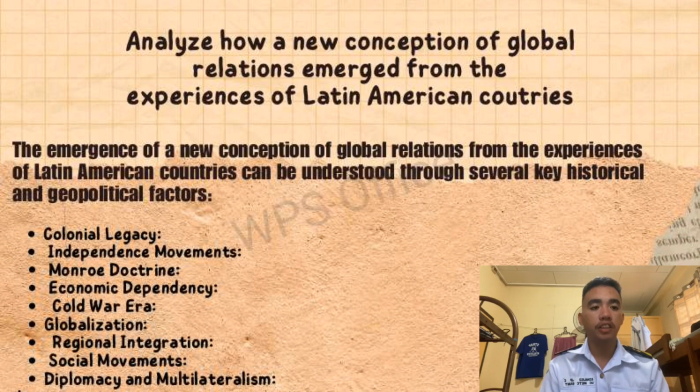In summary, Latin American experiences have contributed to the emergence of a new conception of global relations characterized by a quest for autonomy, economic diversification, regional integration, and a greater emphasis on diplomacy and cooperation. While challenges and inequalities persist, the region's evolving role in global affairs reflects a more assertive, nuanced approach to engaging with the world.